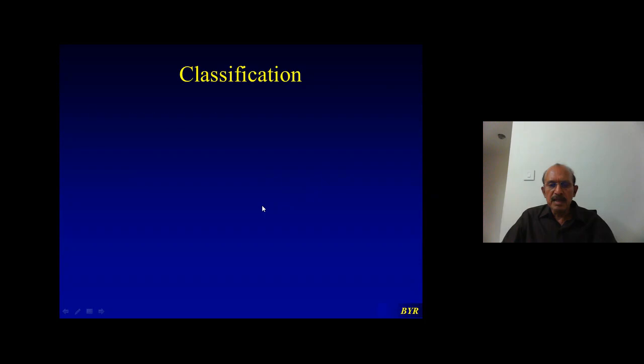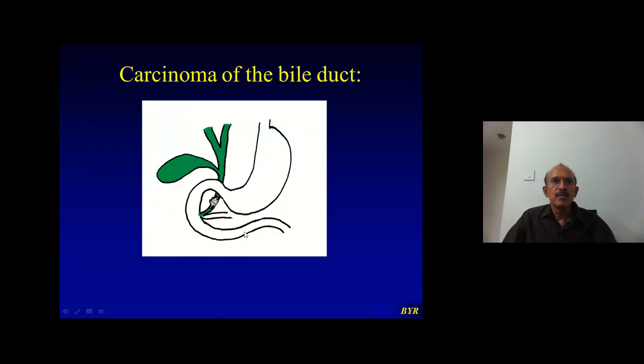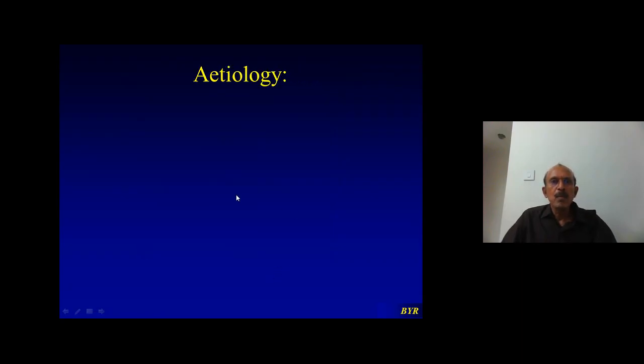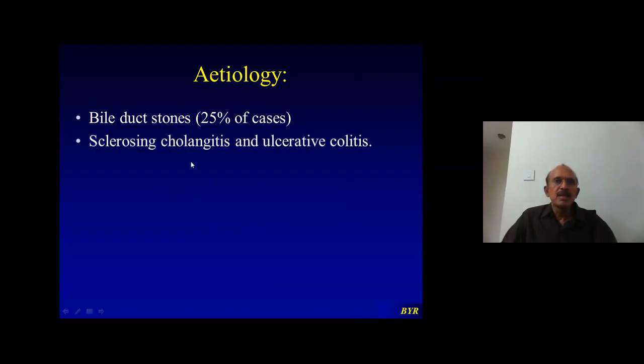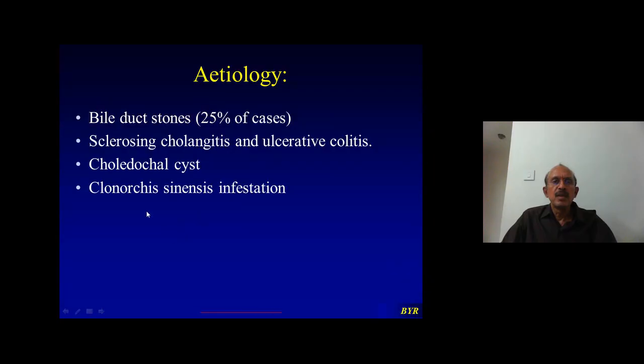Tumors of bile ducts classification: papillomatosis and carcinoma. Carcinoma of the bile duct. Etiology: bile duct stones, 25% of the cases, sclerosing cholangitis and ulcerative colitis, then choledochal cyst, Clonorchis sinensis infection.